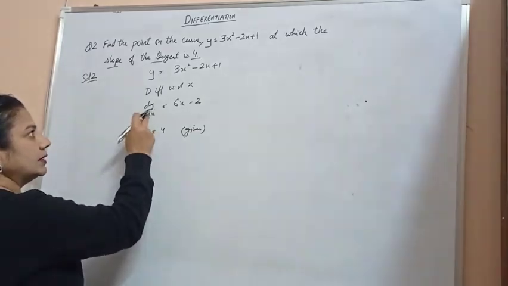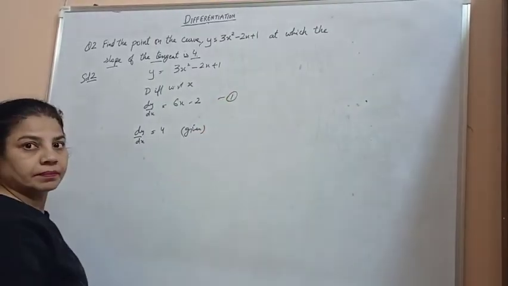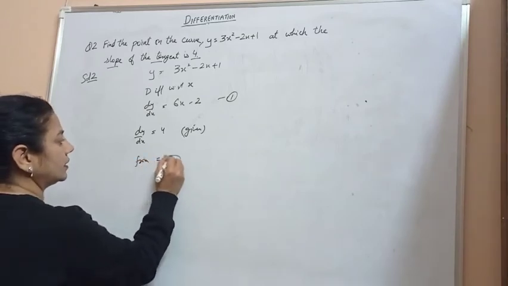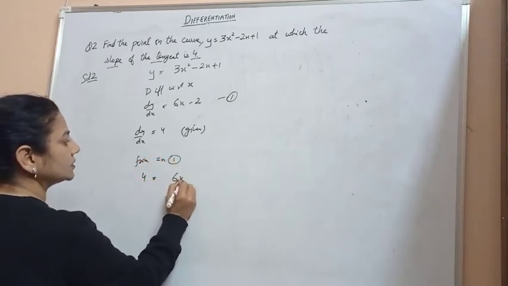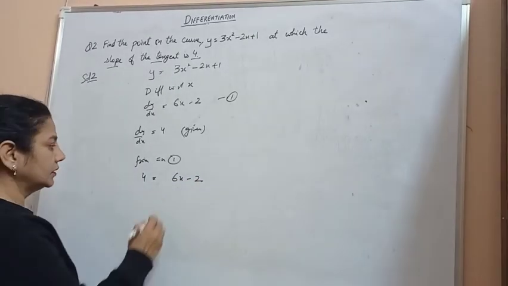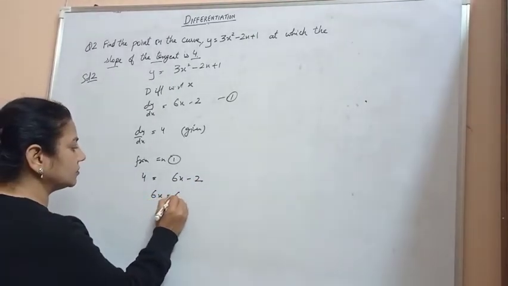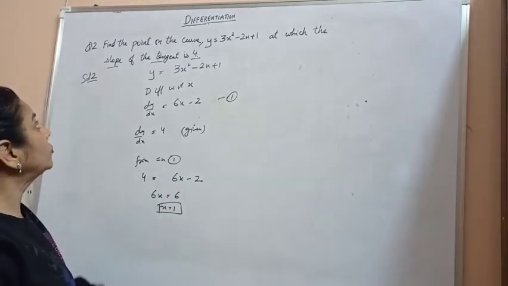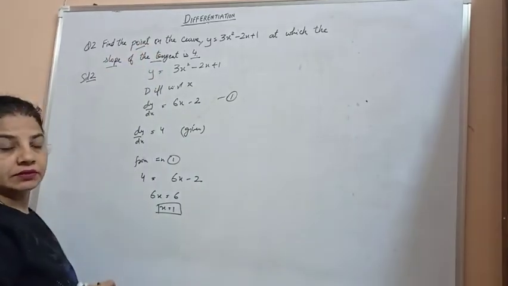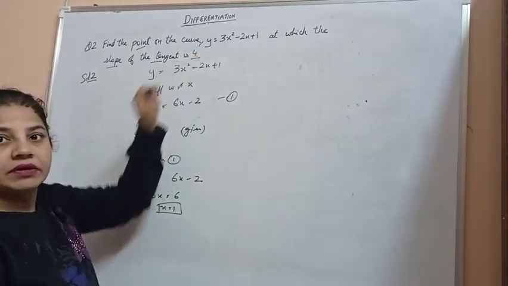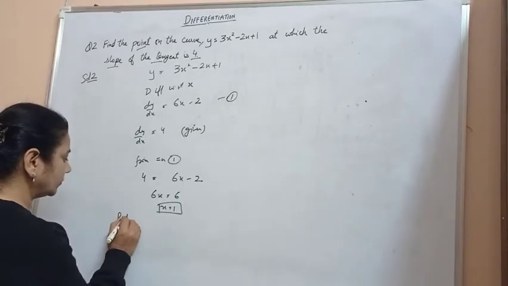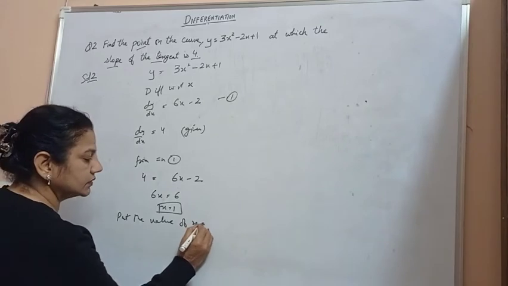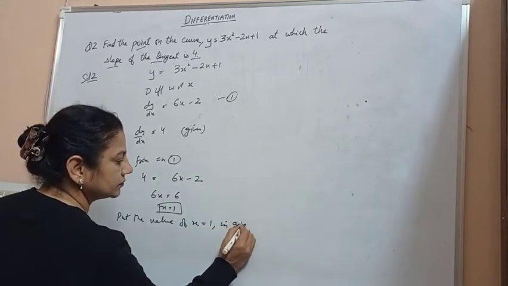So I put the value of dy by dx in equation number 1. From equation 1, I get 4 is equal to 6x minus 2. That means 6x is equal to 6, x is equal to 1. The value of x is equal to 1. I have to calculate the point on the curve, so I put the value of x equal to 1 in the given curve.